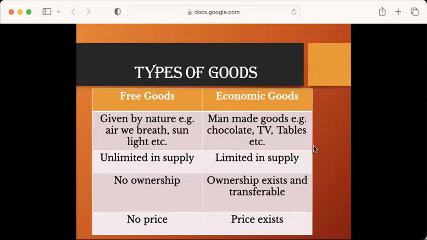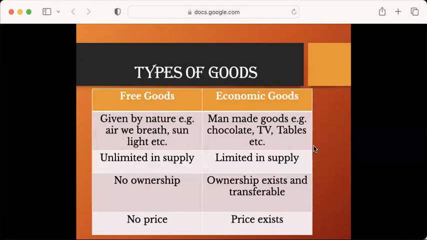When the factory produces, the factory owns it. When it is sold to a supermarket, the supermarket owns it. And when the supermarket sells it to a customer, the customer will own it. So ownership exists and ownership can be transferred also. And how the ownership is transferred for these kinds of goods is for a price. So there is a price for economic goods, and economic goods are always in limited supply.